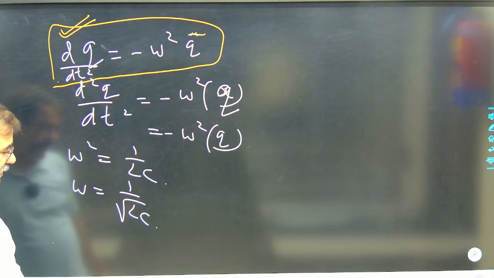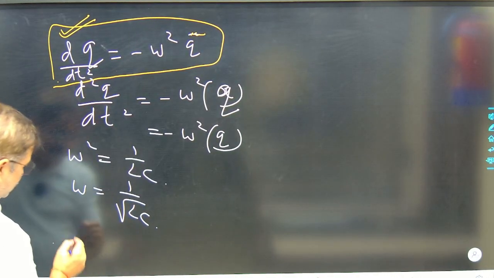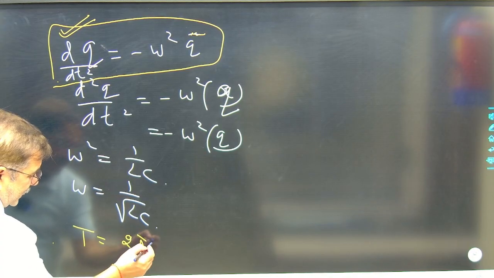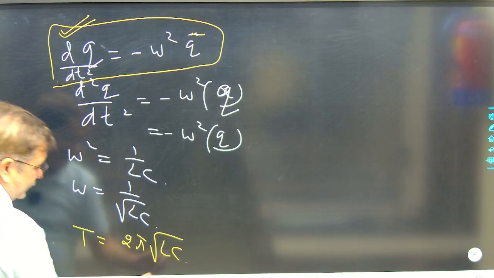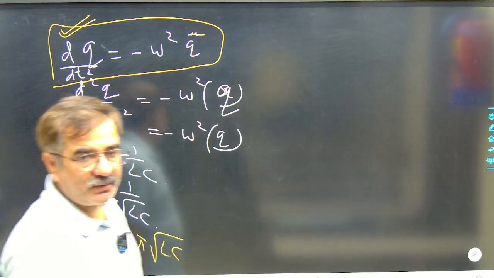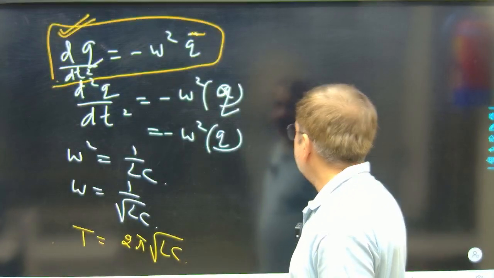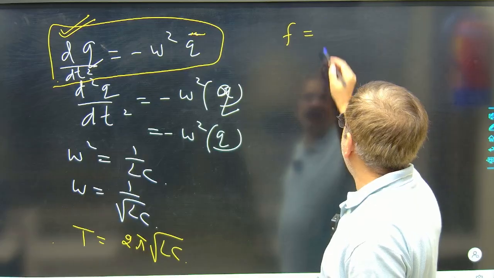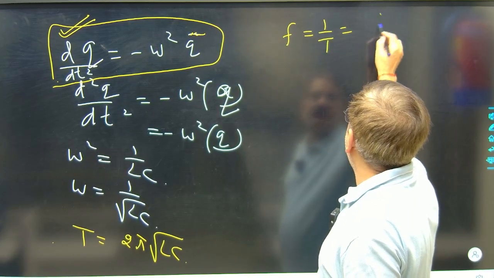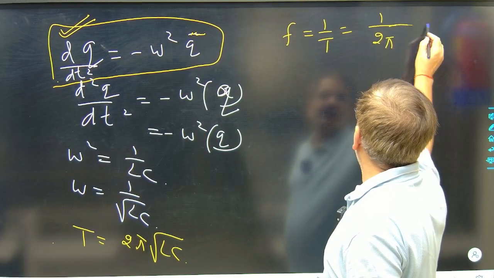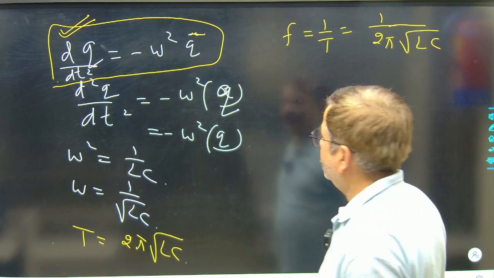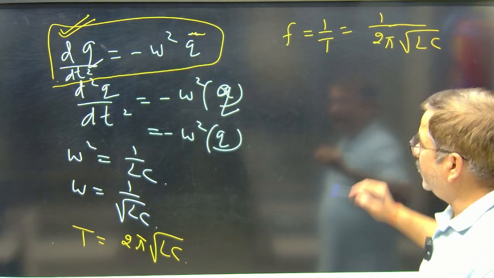So once we have the omega result, the time period, I was saying, is 2 pi by omega, which is 2 pi under root of LC. Getting it? So this is the value of time period. From here I can also find out the frequency of oscillation. Frequency is 1 upon time period, and this value is 1 upon 2 pi under root of LC. This result we have. Getting it? All these results we can see, frequency and time period.